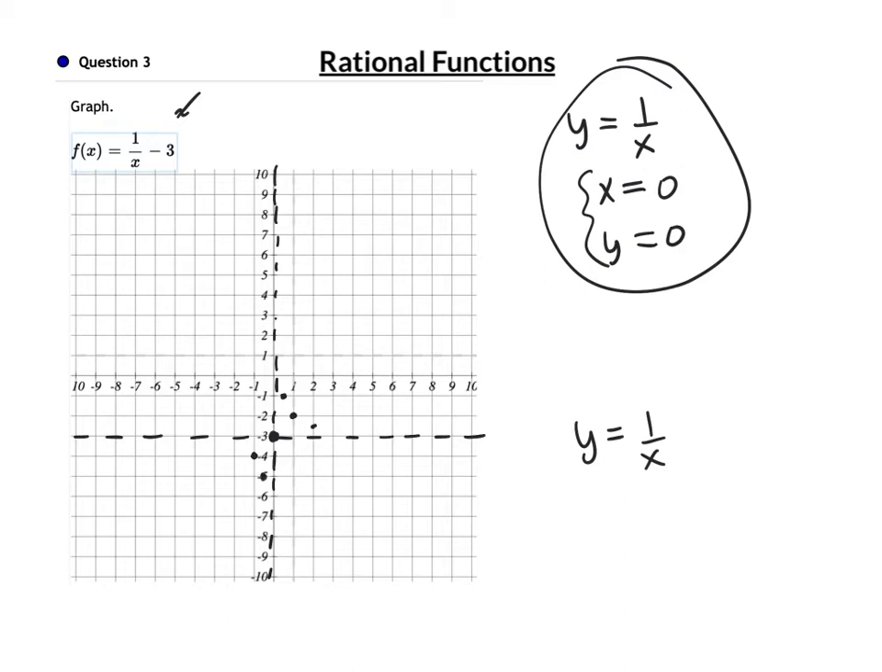And when you plug in -2, you get -1/2. It's that same exact graph. You only need to plot the 2 points here. So place your asymptotes in WAMAP and then plot the 2 points, and you're done.